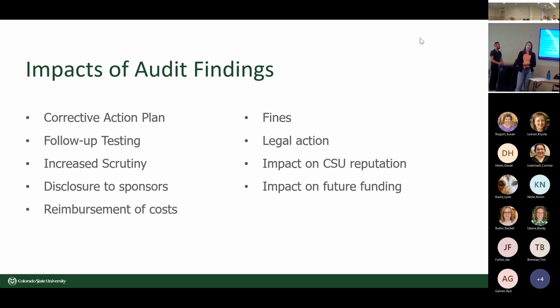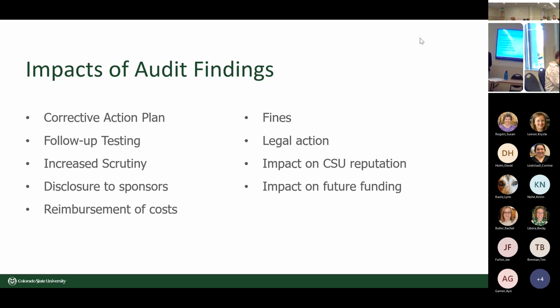Oftentimes we have to disclose to all of our other sponsors depending on what the finding is. So, let's say NSF comes in with a finding. Well, now we have to go tell all of our other Fed partners that we have this finding. And so now we're on everybody's list, which is not the list we want to be on. Reimbursement of costs. If there are unallowable costs that have been determined, we have to pay those back.